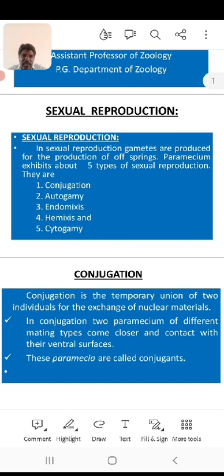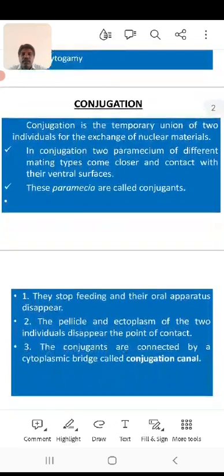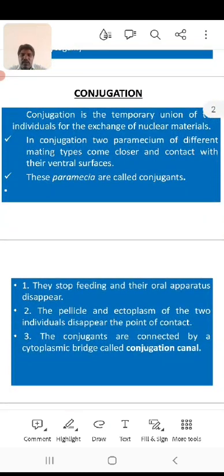What do we mean by conjugants? In the conjugation process of sexual reproduction, individuals are involved. What do we mean by individuals? Paramecium is a single individual, so two individuals are involved in the conjugation process. The two individual Paramecia are called conjugants. The conjugation process involves 14 steps.